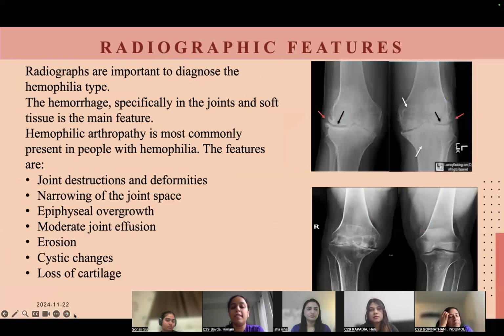Radiographic features. Radiographs are important to diagnose the type of hemophilia. Hemophilic arthropathy is most commonly present in people with hemophilia. The features are joint destruction and deformities, narrowing of the joint space, epiphyseal overgrowth, especially in children, moderate joint effusion, erosion, cystic changes, and loss of cartilage. Hemophilic pseudotumor can occur rarely. Soft tissue hematoma and life-threatening hemorrhage can be serious.